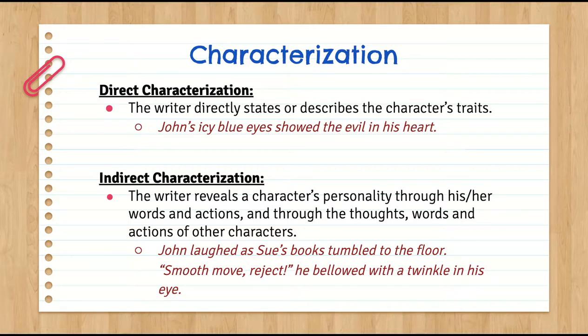But this example is different than the direct characterization one, because the writer is not telling you that he's evil or saying that he has icy blue eyes. He is making you find or look for clues or make inferences based off of his actions, his words, and how he's acting towards others.